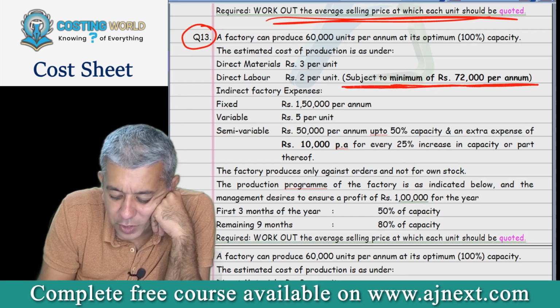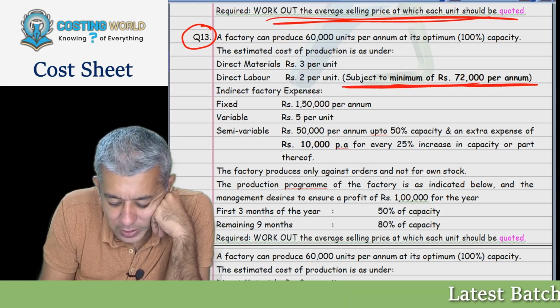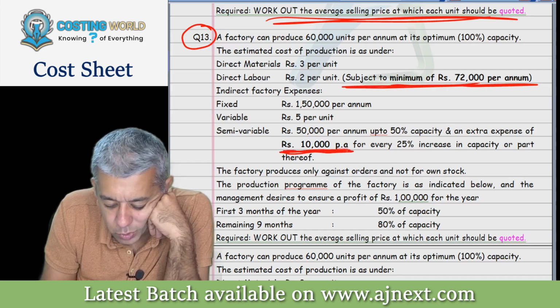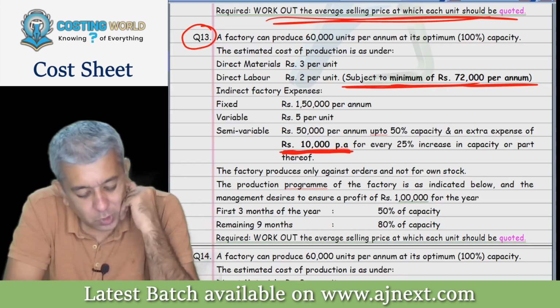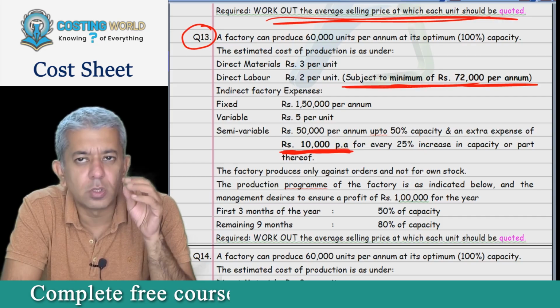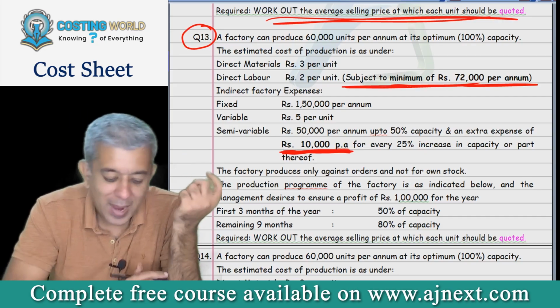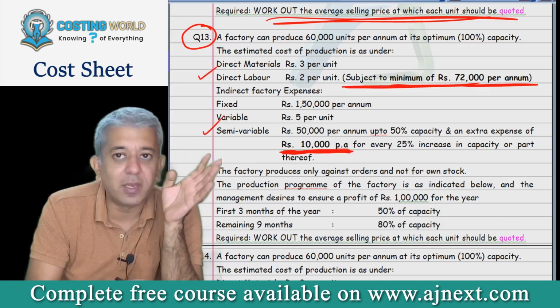One is the change for direct labor. Other is a change for semi-variable overheads. There is per annum also. So that is a change. Your number of units will be remaining the same only. Maximum direct labor and semi-variable overheads can change.